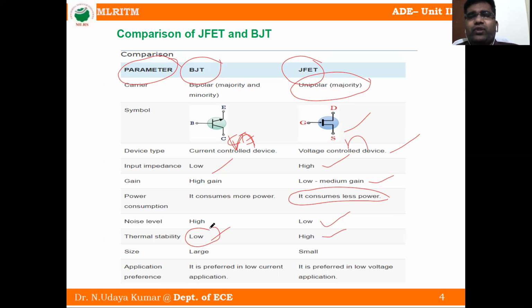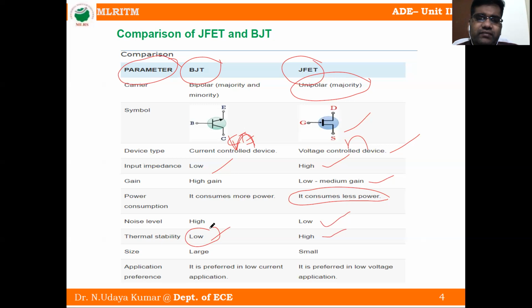So that's why we redesign the circuit with compensation, like diode compensation, thermistor compensation, and sensistor compensation. We saw this in the second previous session, the BJT lecture. That's why the thermal stability is low in BJT. Here in FET, thermal stability is high.